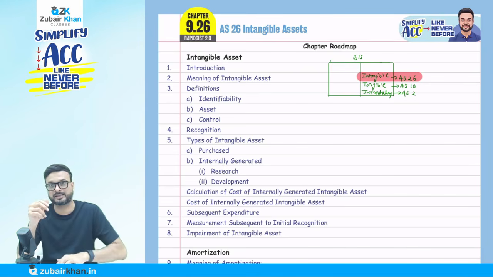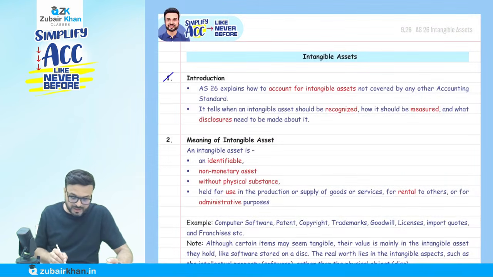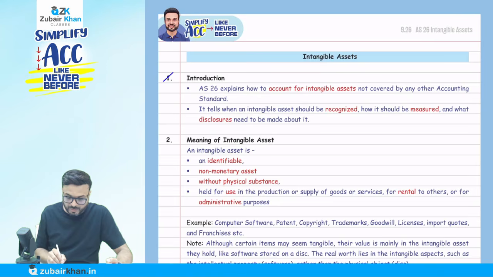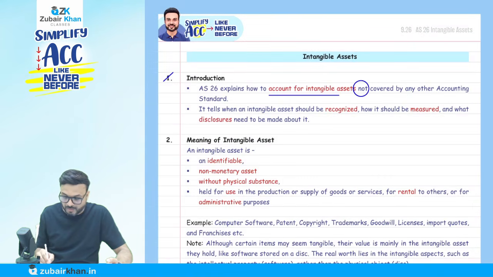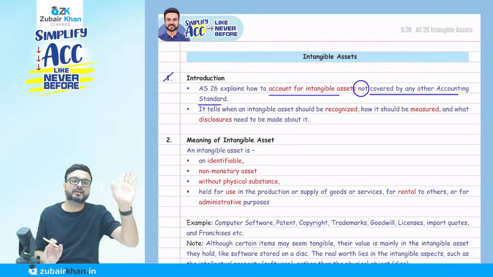of intangible asset. So what AS 26 says, here in the introduction, they say AS 26 explains how to account for intangible asset which is not covered by any other accounting standard. So they talk about the intangible asset only for those which is not covered by the other accounting standard.